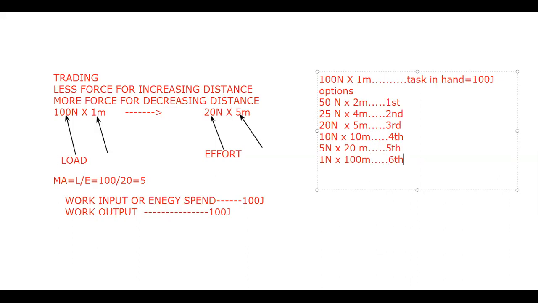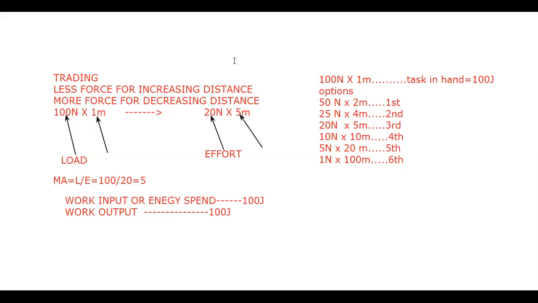Now class, you tell me which option will you prefer? Okay, you have to do this. You have to apply a force of, yes, very good, Saujanya. We have to apply a force of 100 Newton for 1 meter. But I have given you so many options. Which one do you want to do? So you will say, sir, the last one. Saujanya just said, sir, I will prefer the last option.